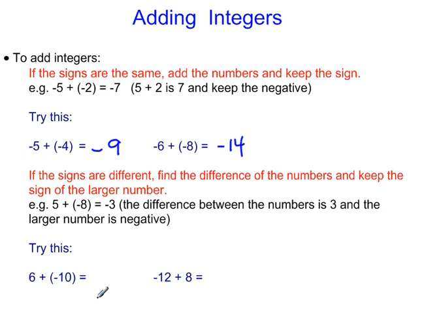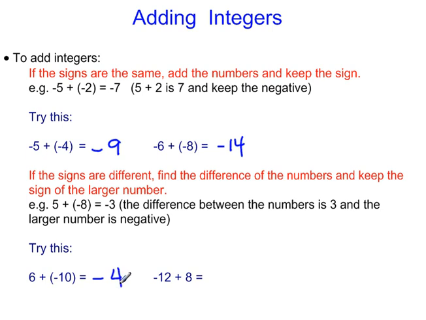So these two examples at the bottom, 6 plus -10. If I were to subtract 10 and 6, the difference is 4. And then I just look and see, which one's larger? What's the sign of the larger number? In this case, the larger number is negative. So my answer is going to be -4.